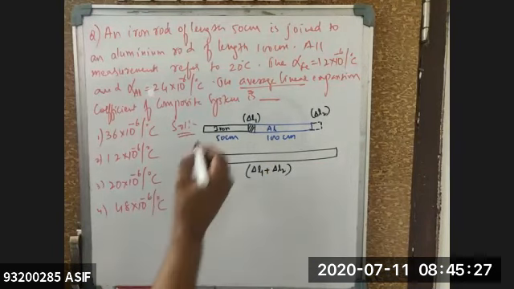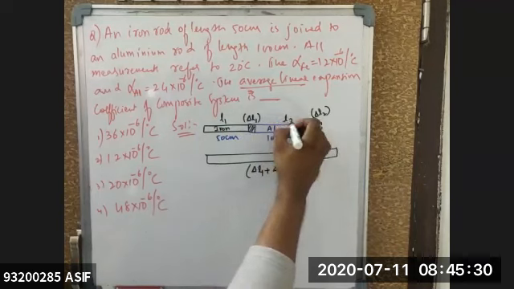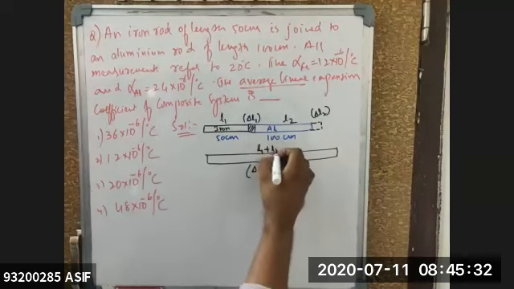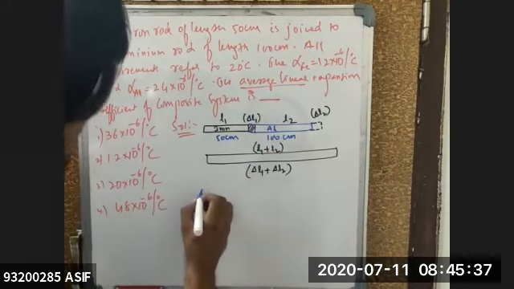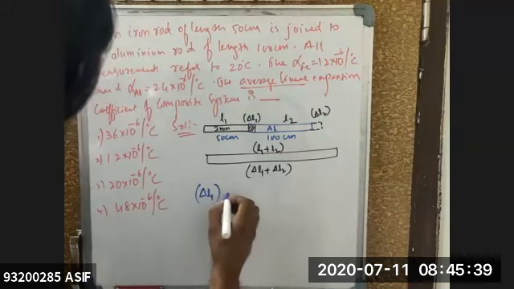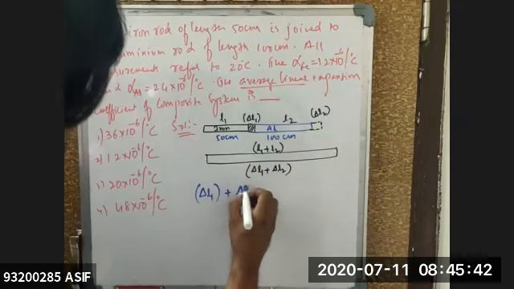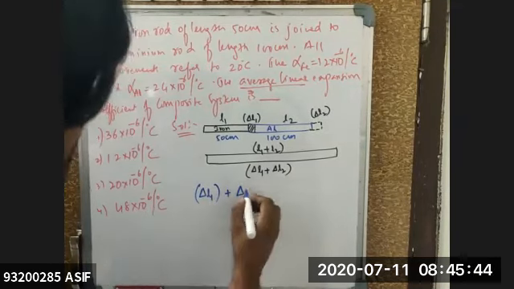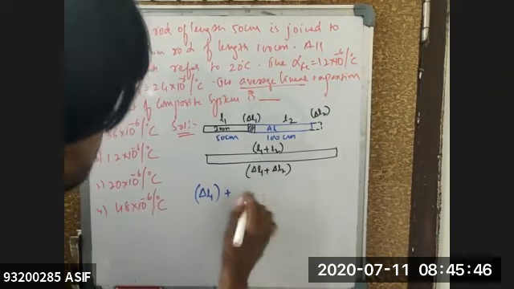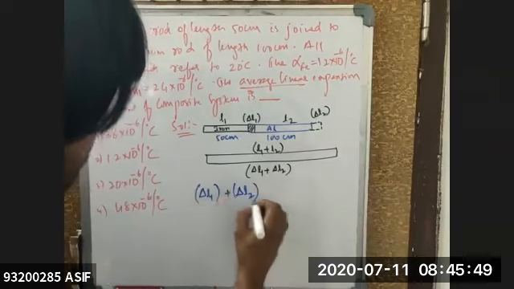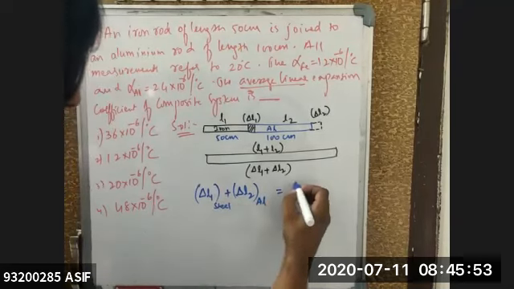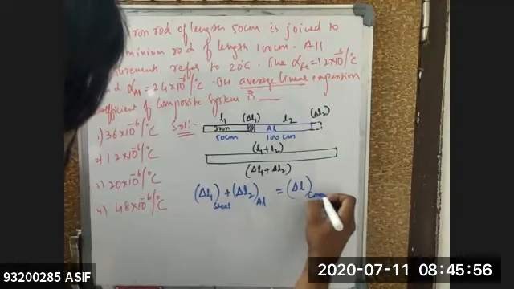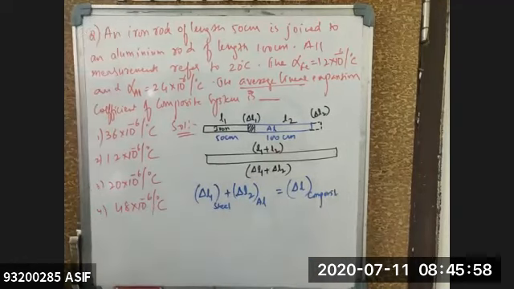That means if the initial length is L1 and this one is L2, this length will become L1 plus L2. That means expansion in the first rod, delta L1 of your steel, iron, plus delta L2 of your aluminium, must be equal to your delta L of your composite. Composite means the total combined increase at one time, can I write like that, beta?